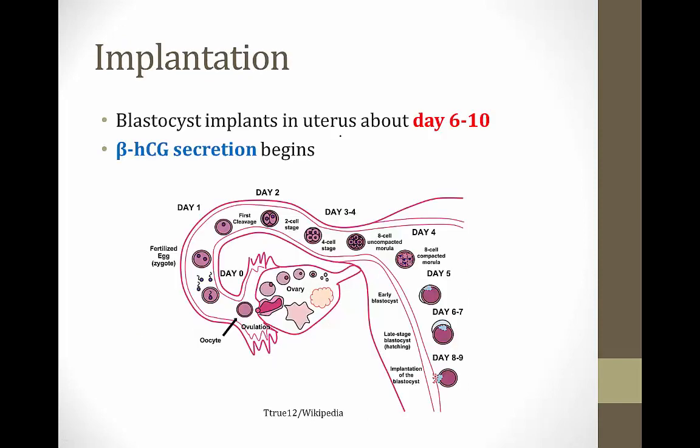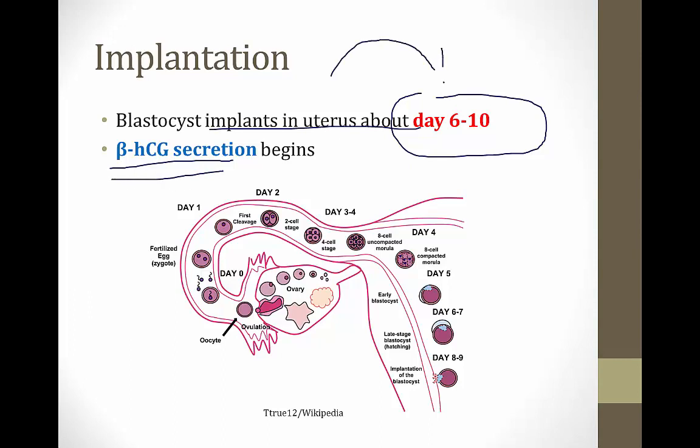So the blastocyst is the structure that implants in the uterus. This usually occurs about 6 to 10 days after fertilization. And once the blastocyst has implanted, the placenta begins to grow. And as I talk about in another video, the placenta is what synthesizes and secretes beta-HCG, which is used to detect pregnancy. So the key point here, which has clinical relevance, is that you can't detect a pregnancy using beta-HCG until about 6 to 10 days after fertilization, because that is when the blastocyst has implanted in the wall of the uterus.